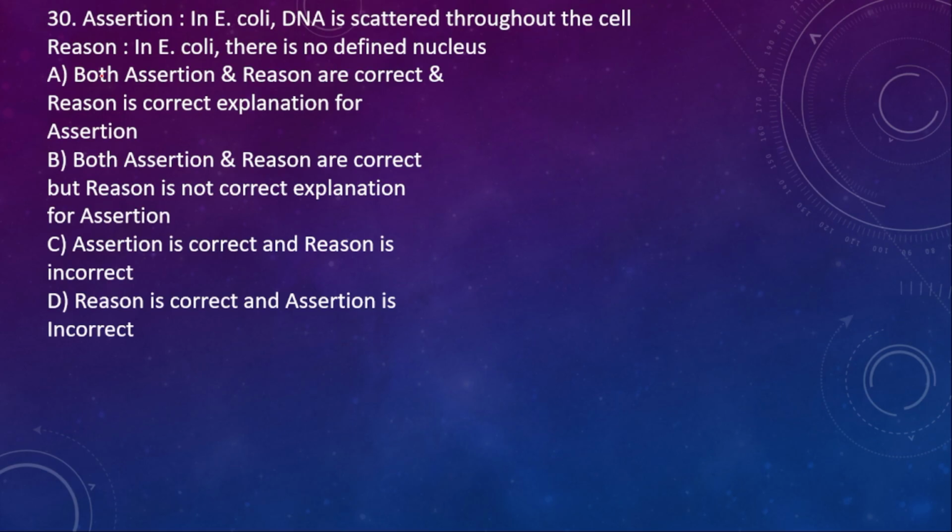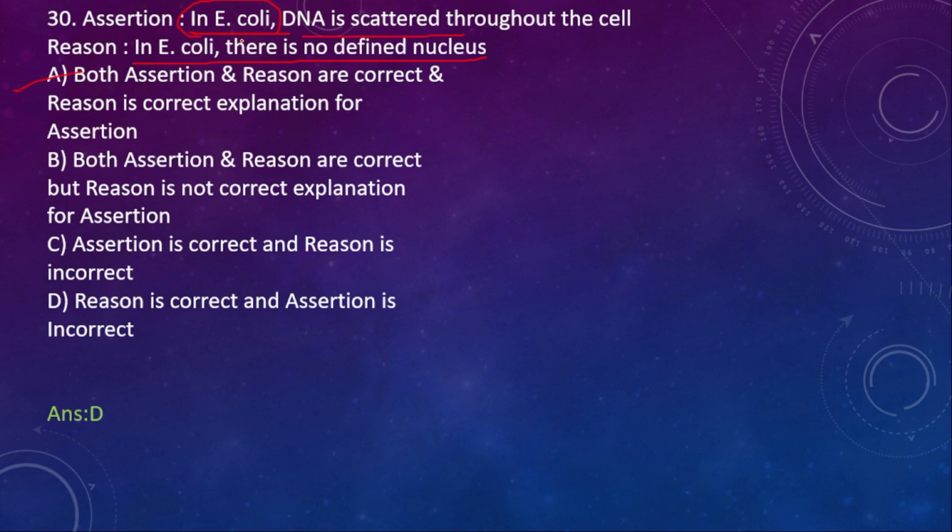In E. coli, DNA is scattered throughout the cell, and then the reason: In E. coli, there is no defined nucleus. So here the right option is A itself, because assertion and reason are correct and reason is the correct explanation of assertion. Yes, of course, in E. coli DNA is scattered throughout the cell because it is a prokaryote, and in E. coli there is no defined nucleus because of the prokaryotic characteristic.